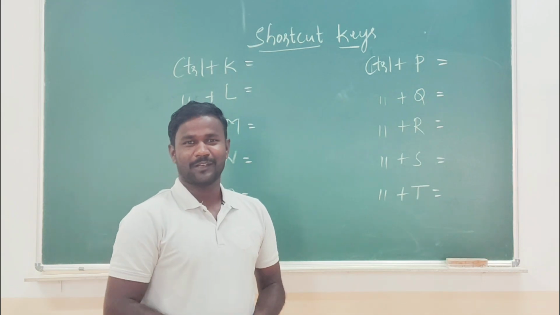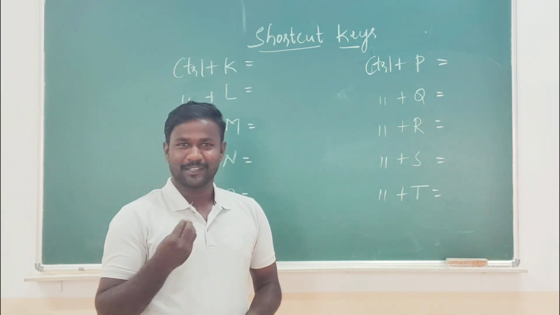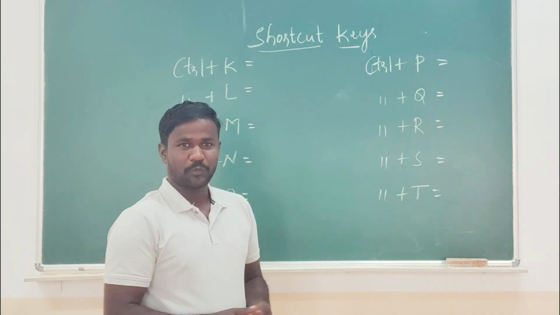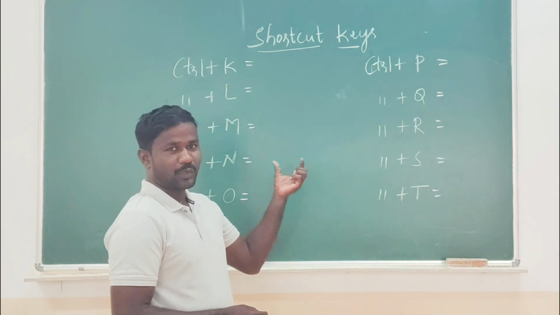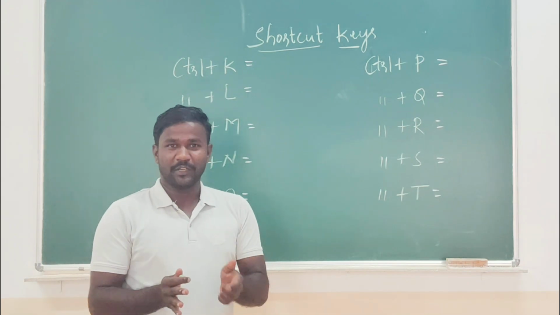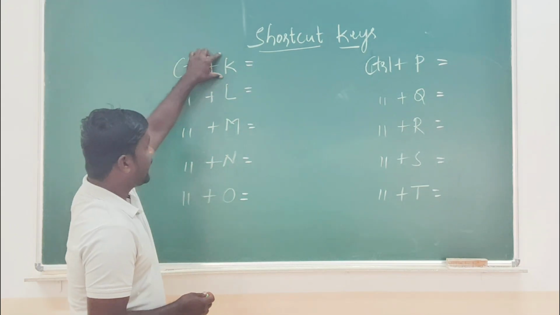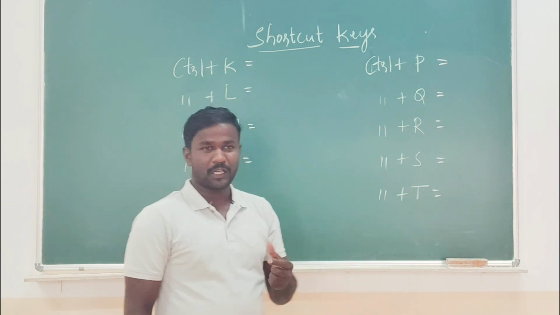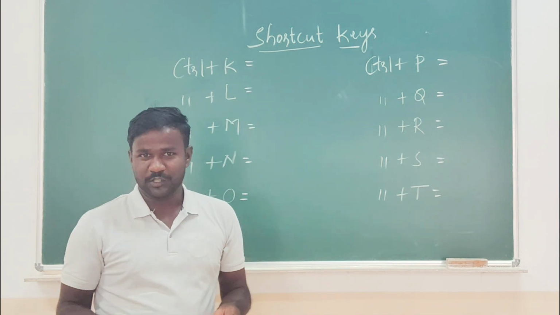We have a second video. In the last video we covered some of the shortcut keys, and today in the second video we are covering a few more shortcut keys. I already told you that we have completed A to Z, and today we are covering the K to T alphabets and what kind of shortcut keys we use for each alphabet.